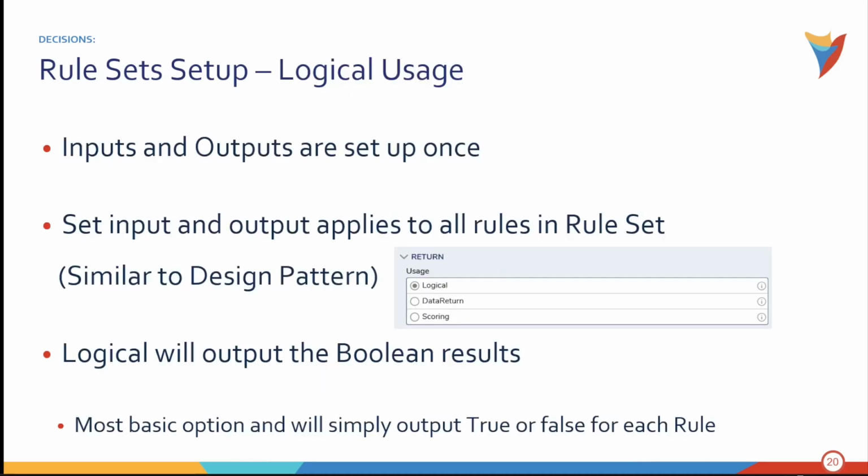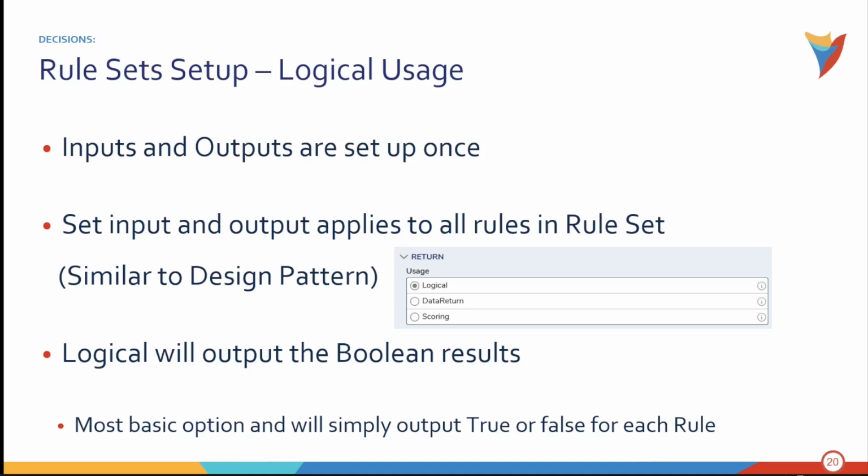One other important setting to set up in your rule sets is to set the usage, which is essentially how data gets output from your rules in your rule set. So like we mentioned before, your inputs and outputs are going to be the same across all rules in a rule set. So you set it up once in the beginning of your process, and then all of your rules will have that same input or output. Now your output option is set based on this usage selection. There's three options here to choose from.